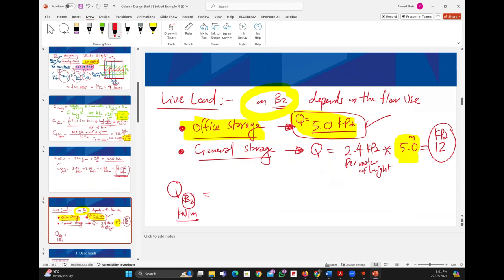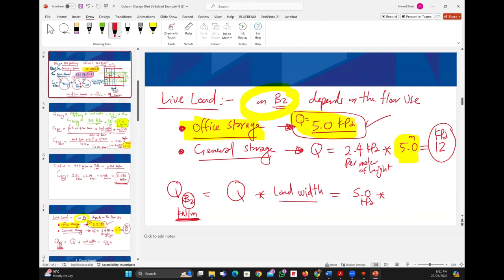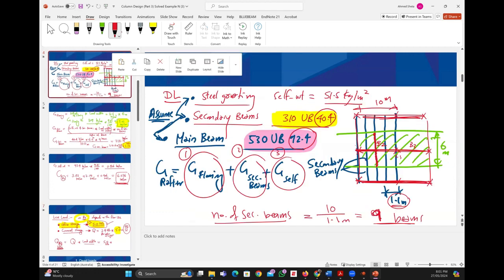Do you know? We need to multiply Q times what? The load width. Because all the loads on the beam should be in kilonewton per meter. So it will be Q, which is 5 kPa, times how much is the load width we mentioned earlier? How much is the load width here? 6 meter. Okay.